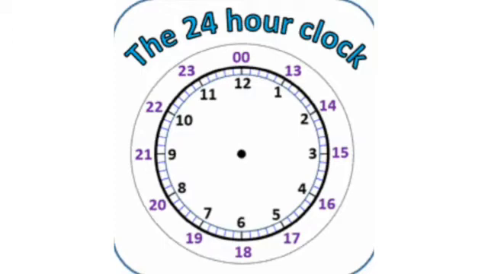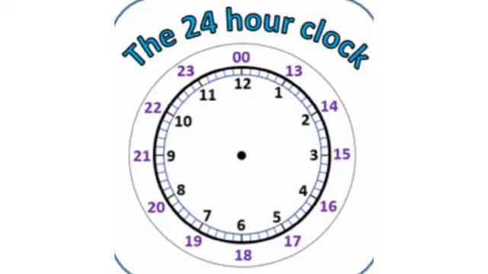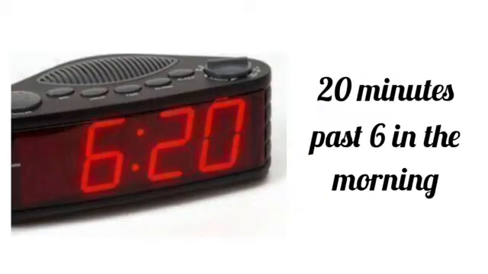It means in 24-hour clock, no AM, no PM. This method is used in timetables for trains, planes, buses, and long distance boat journeys. In this method, instead of starting again from 1, 2, 3 after 12 noon, we continue with 13, 14, 15 up to 24. In a 24-hour digital watch, time is shown only in the form of numbers. It does not have hands.